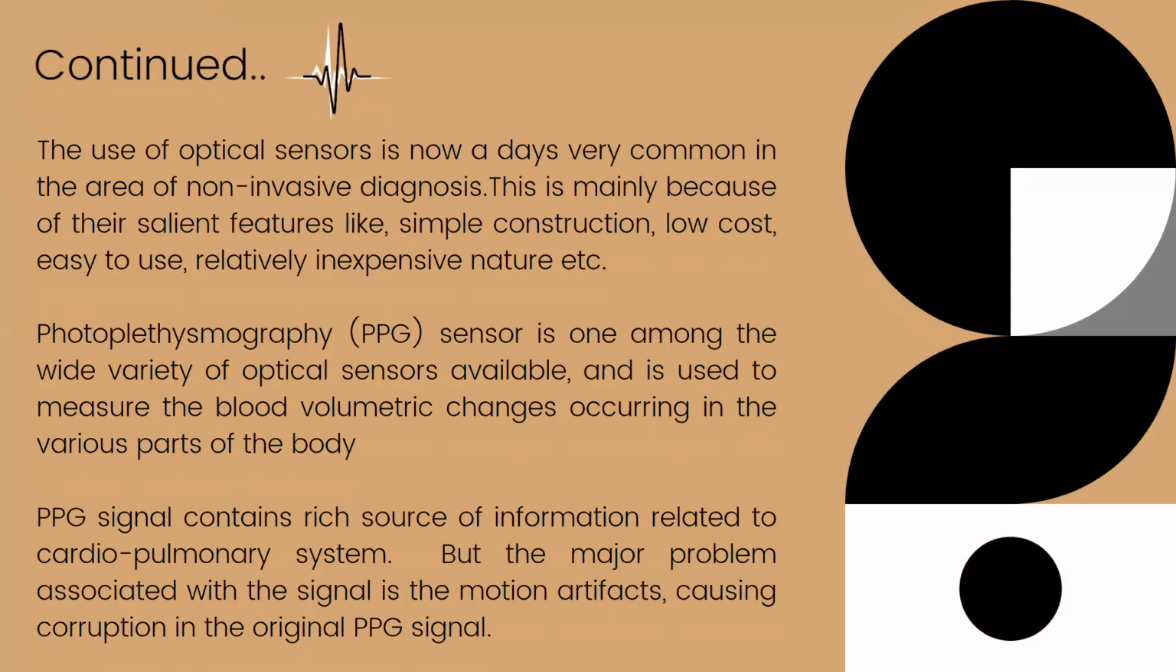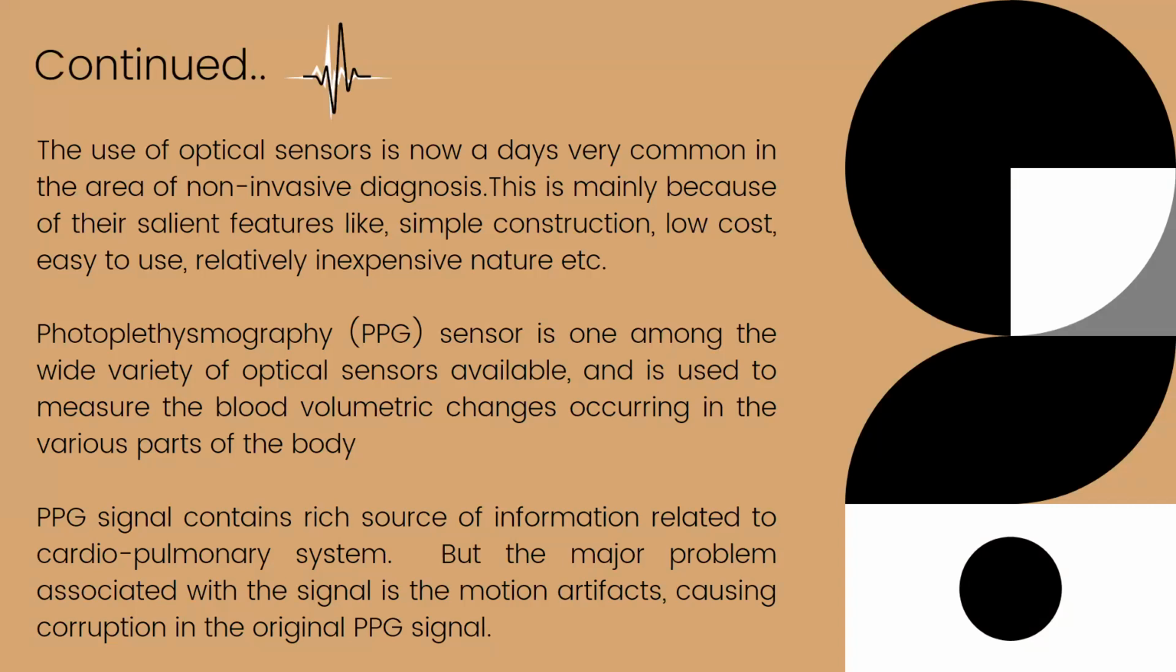The use of optical sensors nowadays is very common in the area of non-invasive diagnosis. This is mainly because of their salient features like simple construction, low cost, easy to use, relatively inexpensive nature, etc. The PPG sensor is one among the wide variety of optical sensors available and is used to measure the blood volumetric changes occurring in the various parts of the body.